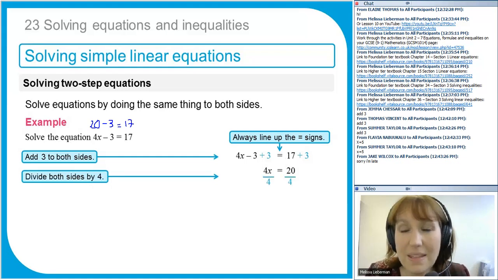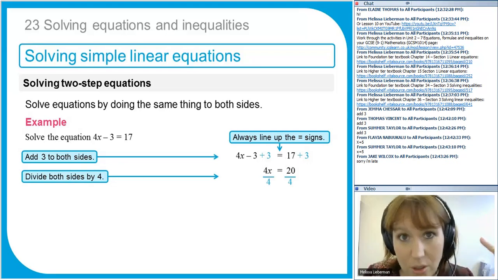You don't need to write this step down. You can just do it in your head. So anything that I'm showing in blue here is something that you can do mentally. You don't actually need to write this down unless it helps you. When you're just getting started, just to make sure that you don't make mistakes, it might be easier to put that step in. If not, just do it mentally with practice.